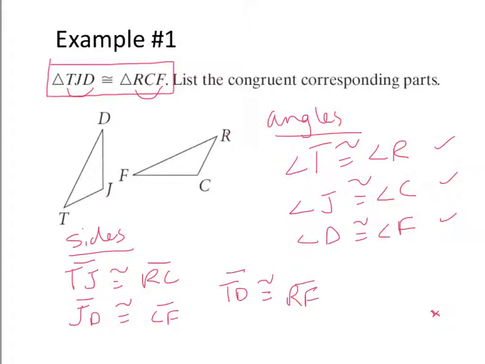So in this example, I give you two triangles that are congruent. Because they are congruent, you can list their congruent corresponding parts. So down below, I've listed angles and I've listed sides. So I should have 3 angles and 3 pairs of sides. And really all I need is this statement right here to match everything up. So if the drawing confuses you, do not use the diagram.